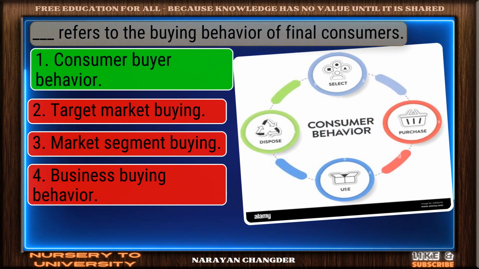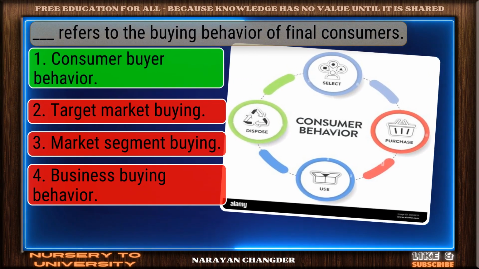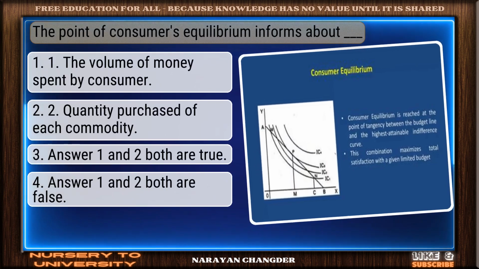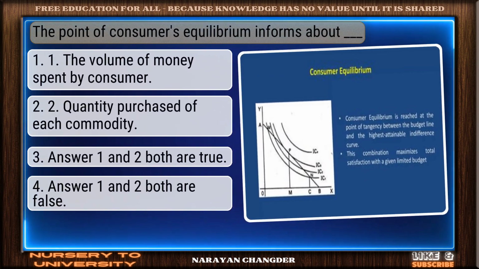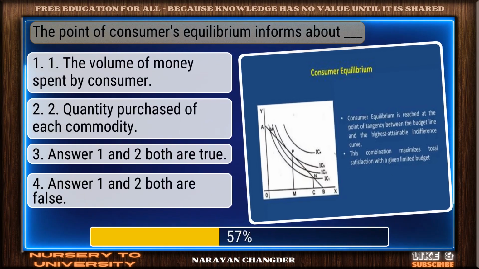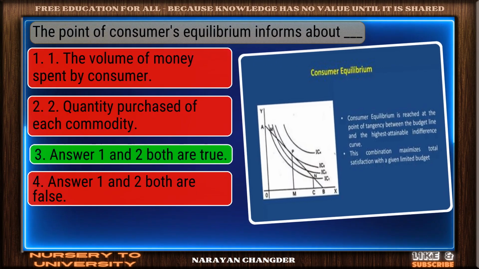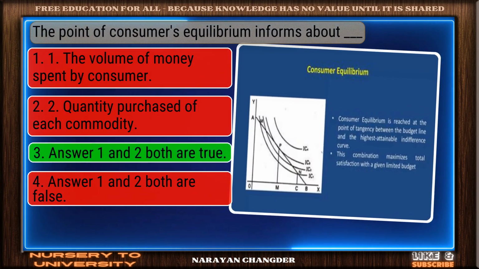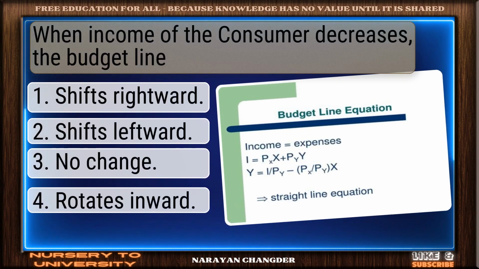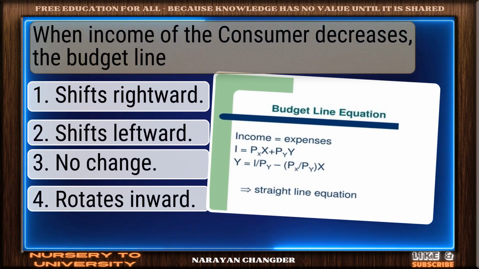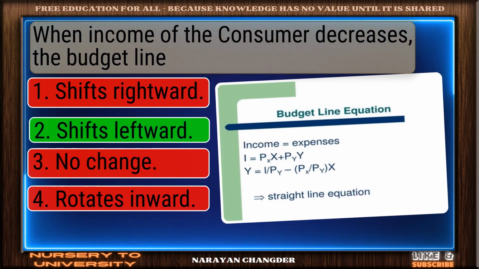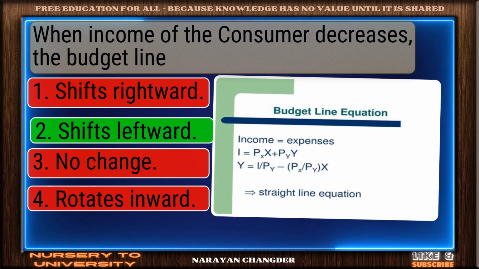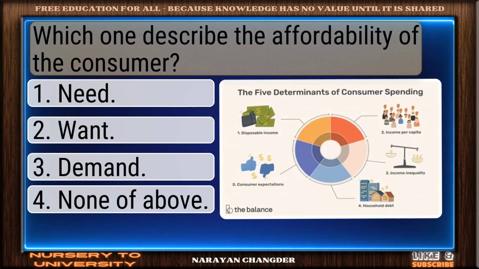Good job. Your answer consumer buyer behavior works well here. The point of consumers' equilibrium informs about dash. Answer 1 and 2 both are true is the answer. When income of the consumer decreases, the budget line. Nicely done. Shifts leftward is a solid answer.